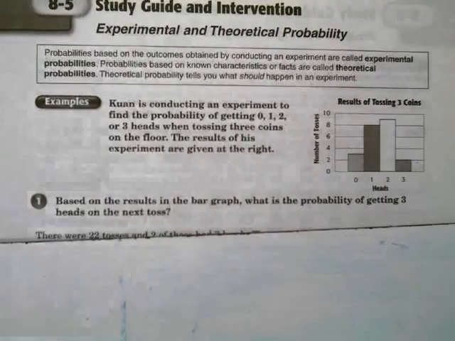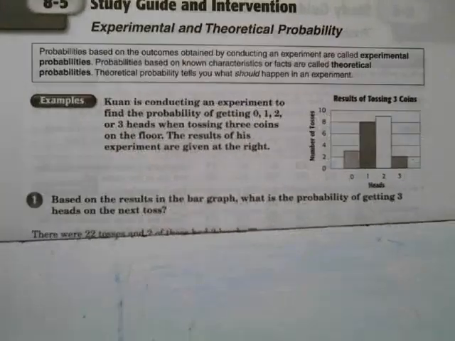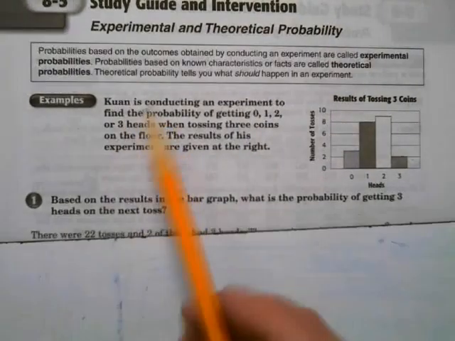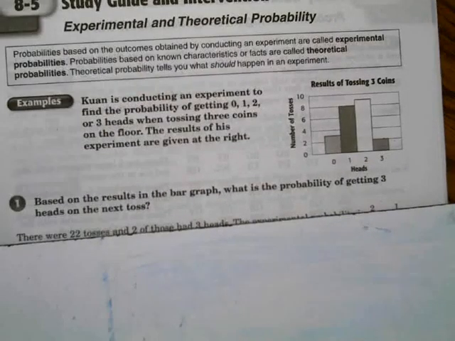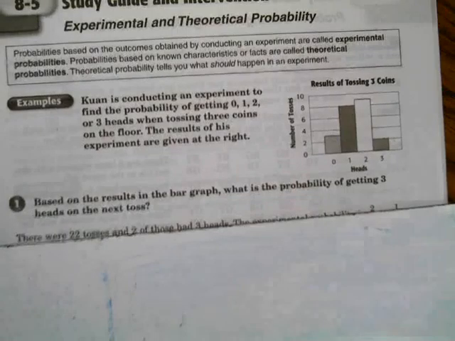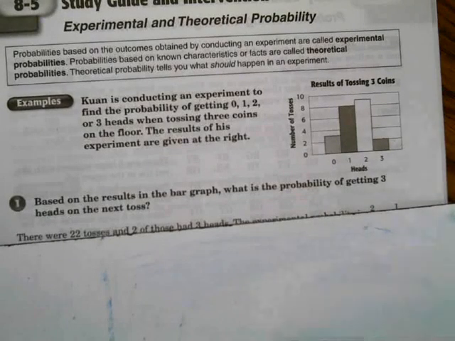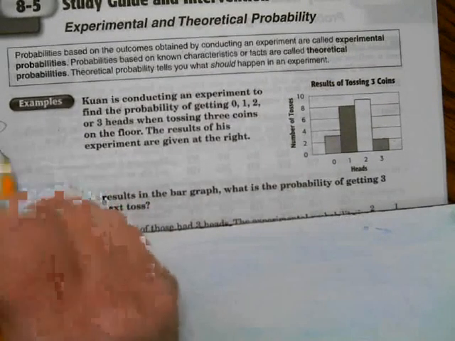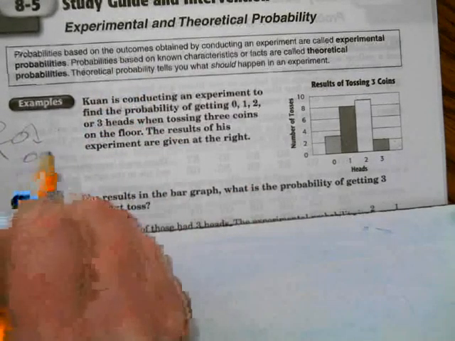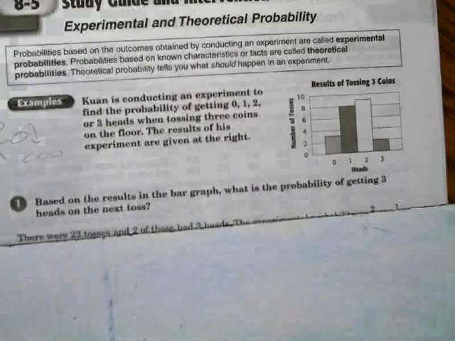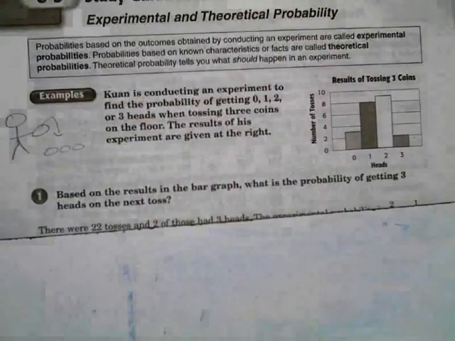So we have an example here where Khan is conducting an experiment to find the probability of getting 0, 1, 2, or 3 heads when tossing 3 coins on the floor. The results of his experiment are given to the right. So he's taking the 3 coins in his hand, and they're landing on the floor. And that's his experiment: whether he's getting heads or tails with all 3 tosses.